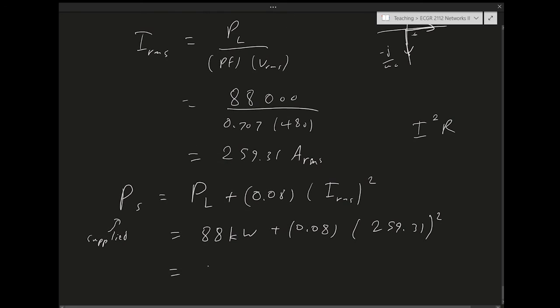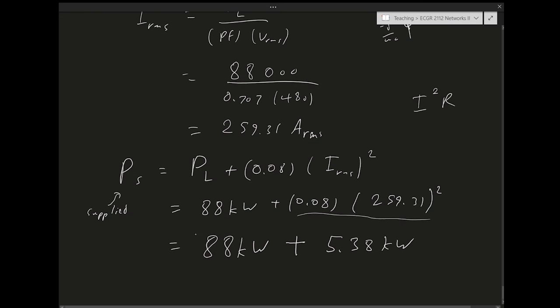Okay. So the power consumed by the load is 88 kilowatts. The power lost in the transmission line, if we calculate this, is going to be 5.38 kilowatts. So the utility needs to provide 93.38 kilowatts so that the load can consume 88. The difference of 5.38 is lost in the transmission line.